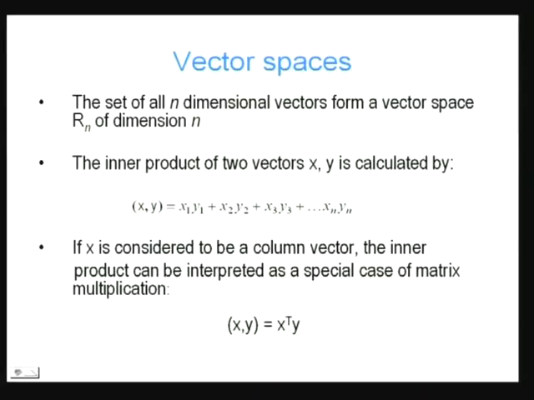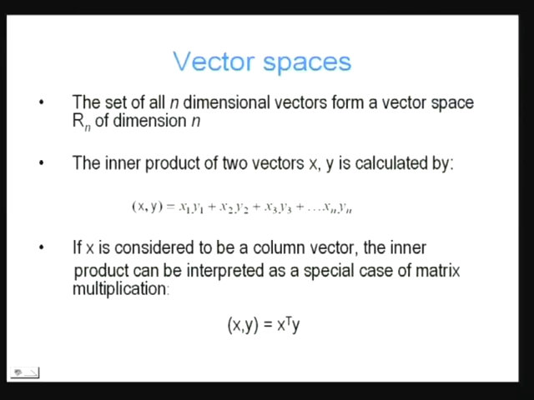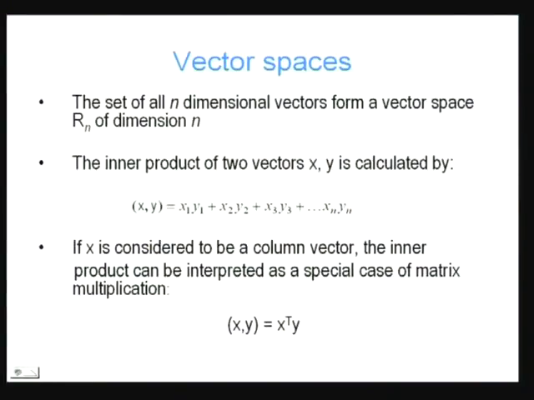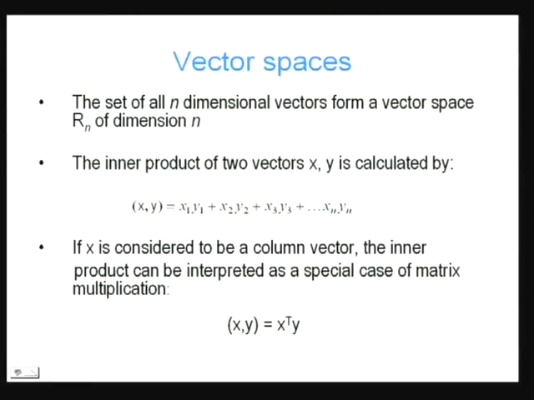Next, we want to talk about vector spaces. The set of all n-dimensional vectors form a vector space Rn of dimension n. For instance, the set of all three-dimensional vectors form a vector space R3 of dimension 3. Similarly, for 2 dimensions, the set of all two-dimensional vectors form a vector space R2 of dimension 2. The inner product of two vectors x and y is calculated as follows. This is how we are defining the inner product: it is defined by the product of the components summed together. So the inner product of two vectors x and y is equal to x1 y1 plus x2 y2 plus x3 y3 through xn yn.